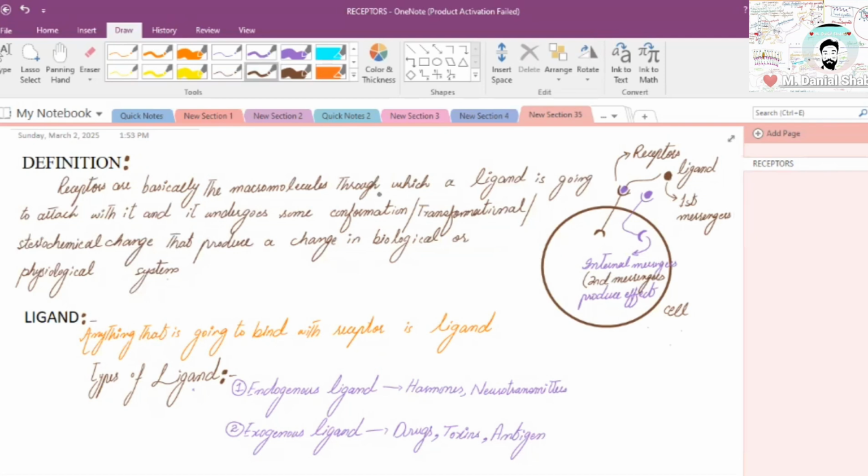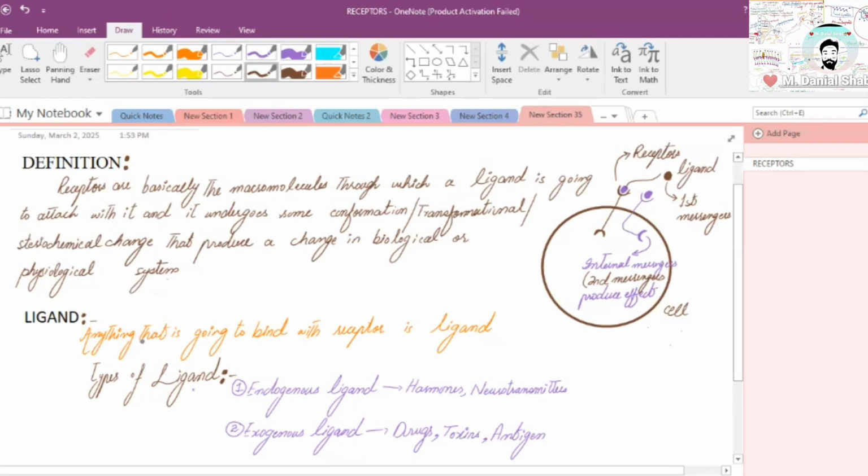कार्बोहाइड्रेट्स हो सकते हैं रिसेप्टर्स, रिसेप्टर्स में भी प्रोटीन हो सकते हैं, रिसेप्टर्स में भी लिपिड्स हो सकते हैं, रिसेप्टर्स में भी न्यूक्लिक एसिड हो सकते हैं, और जिनको न्यूक्लियर रिसेप्टर होते हैं, right. Through which a ligand is going to attach with it, and it undergoes some conformational change. And I have shown you the conformational change or transformational change or stereochemical change. They produce a change in the biological or the physiological system.